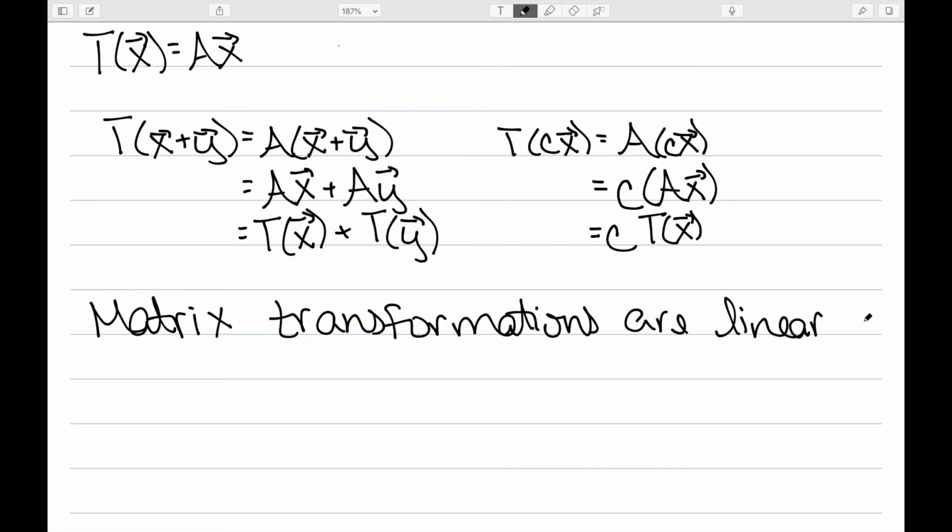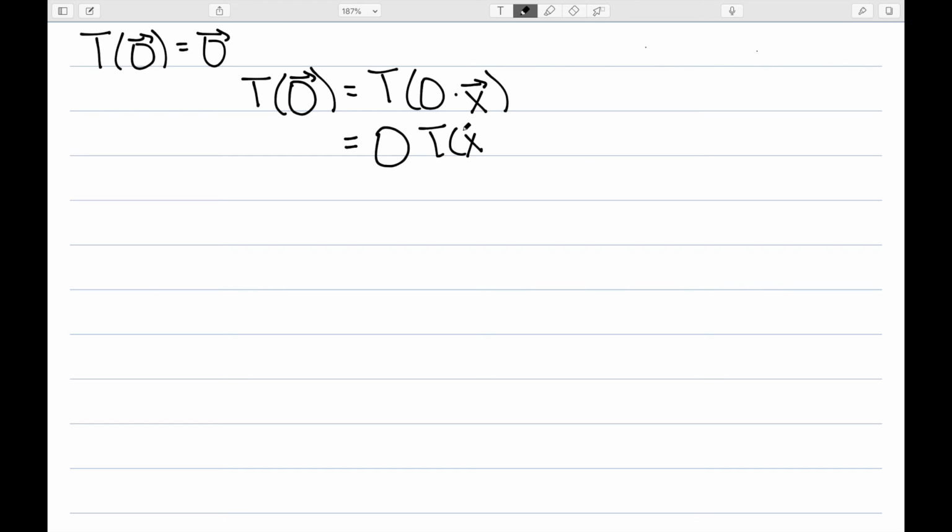So let's look at two other properties of linear transformations. My first property for a linear transformation, T of 0 is equal to 0. If you input the 0 vector, you will output the 0 vector. This is because if I have T of 0, well, that's the same thing as 0 times any vector. Since 0 times a vector is still the 0 vector, I can factor out a scalar, and then 0 times anything is going to be the 0 vector. So I have that the property holds true.